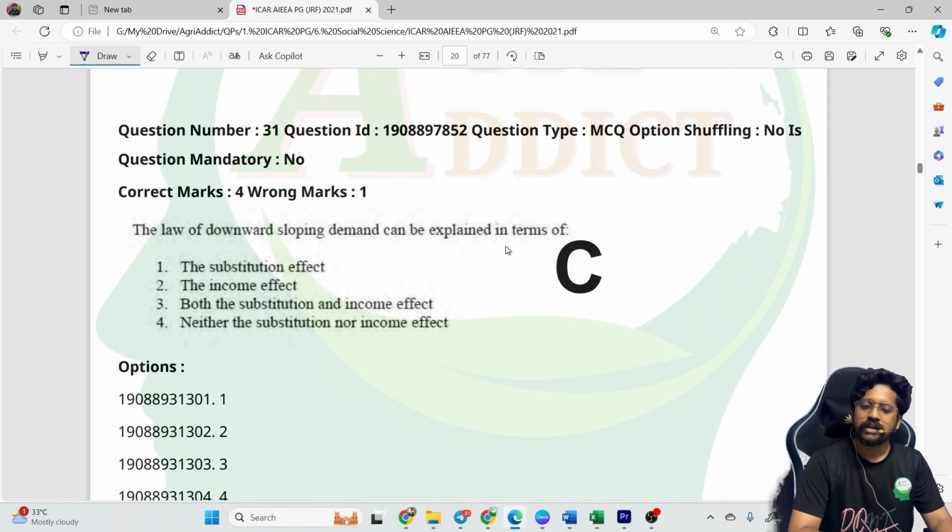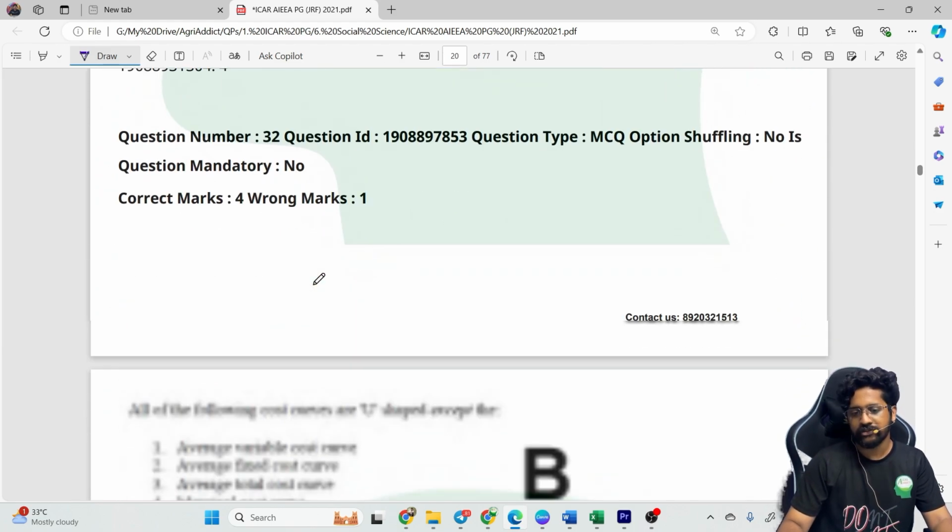So therefore the law of the downward sloping demand curve can be explained in terms of both the substitution effect as well as the income effect. So therefore the third option will be the correct answer, both substitution effect as well as the income effect.